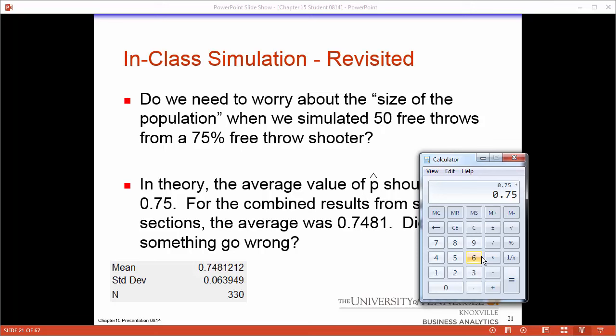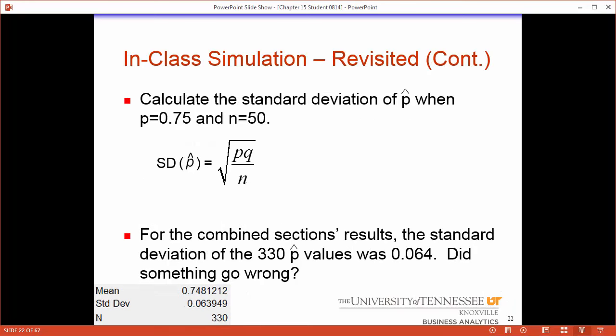p is 0.75, q is 0.25, over n, which is 50. Let's multiply those, and then we can hit square root, and what do we see? The actual standard deviation is 0.06123, and from our simulation we got a very close number. This is the theoretical value from what we understand about the distribution, and this is from our simulation, so it's an estimate. When we simulate results, we basically find what the theorems and formulas say we should find. So we are very, very close to that right here.